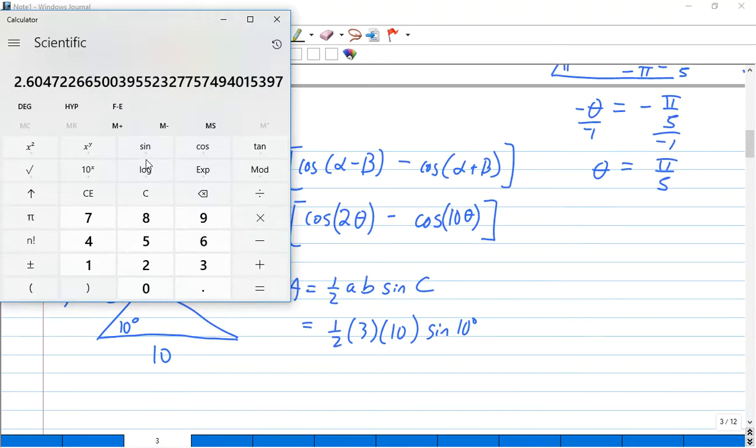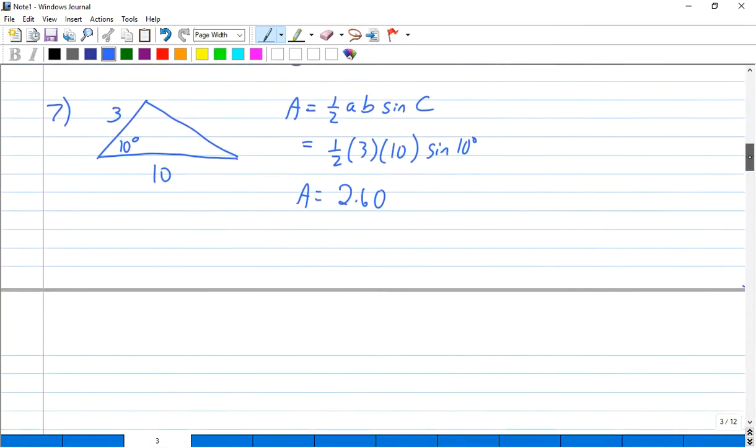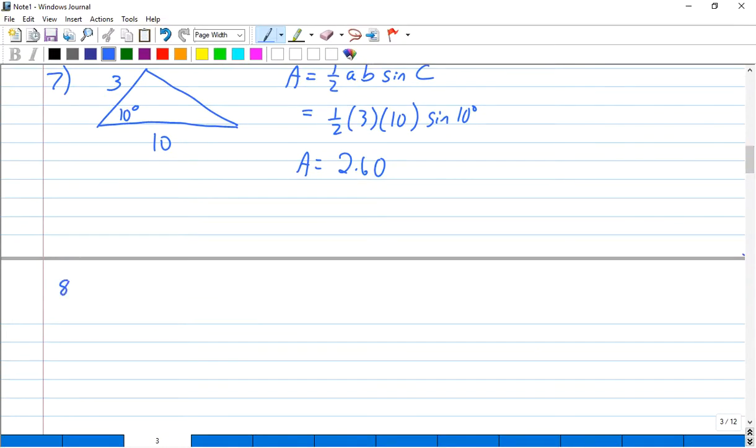All right. But I should get, and this says to round to 2 decimal places, my area should be 2.60. 2.60, and it's square units. There was no inches or feet. If we would have had that, it'd be like square inches, square feet, but there's no units written down, so I'll just leave it like that. Area is always square units.